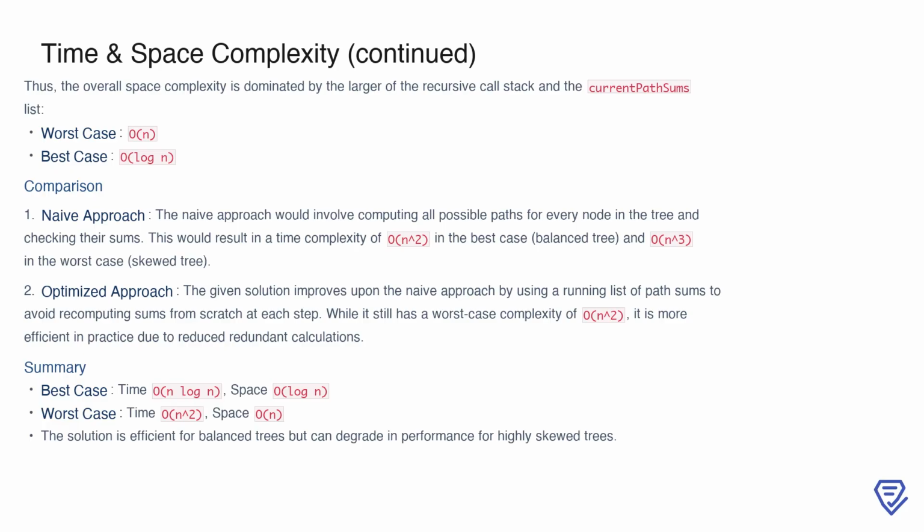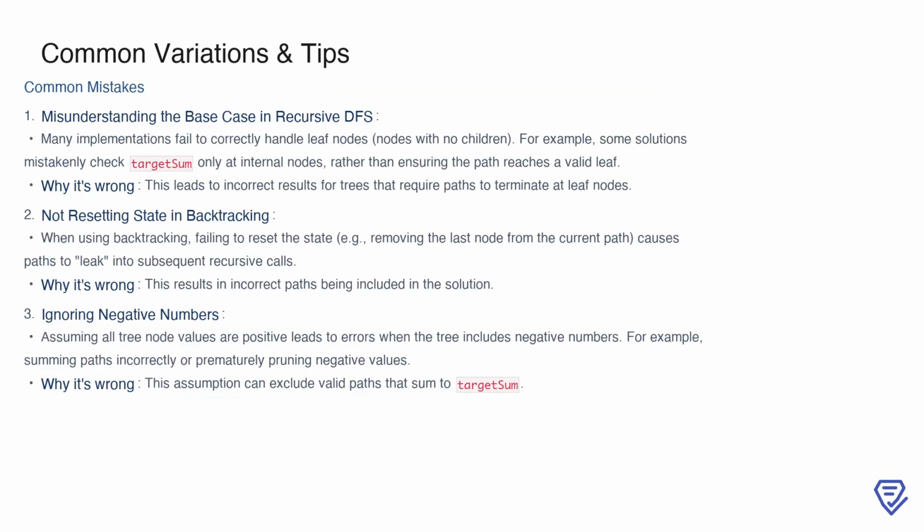To summarize, the best-case time complexity is O(n log n), with space O(log n), and the worst-case time complexity is O(n squared), with space O(n). This solution is efficient for balanced trees, though its performance can degrade in highly skewed trees. Now, let's discuss some common mistakes that can occur while solving this problem.